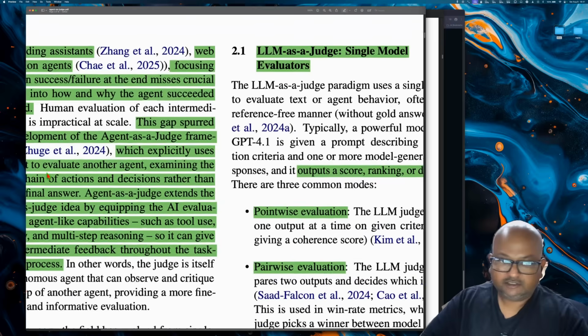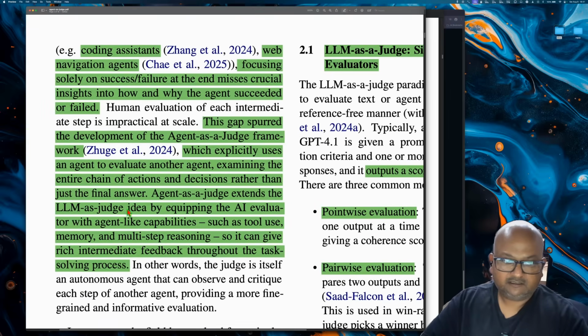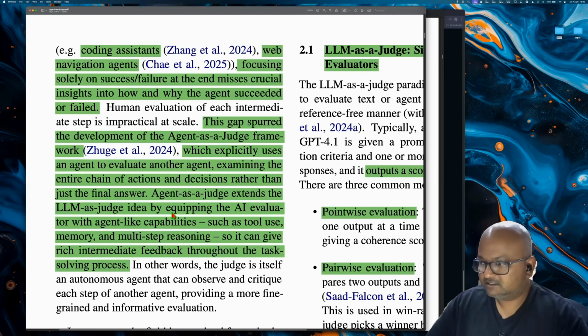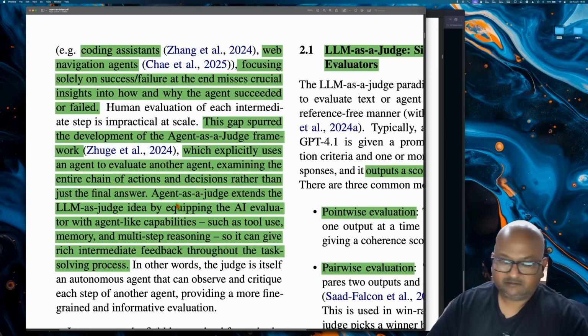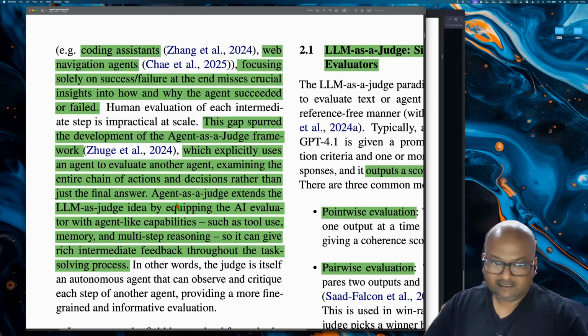That's what this new paradigm of using agents as a judge is trying to fix. It's an extension of the concept of using LLMs as a judge, but the judge itself is an agentic system in that it has many components. It's looking at all the intermediate steps and the intermediate work output of the original AI agent that you're trying to evaluate. So it's looking at the tool use, the memory, the multi-step reasoning. It's looking at the internals of the agent, not just the final output.